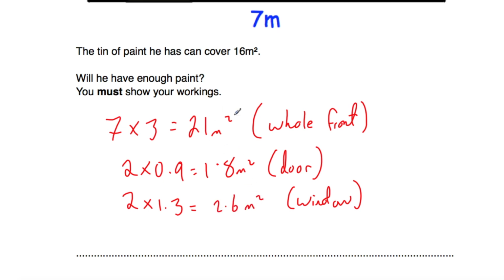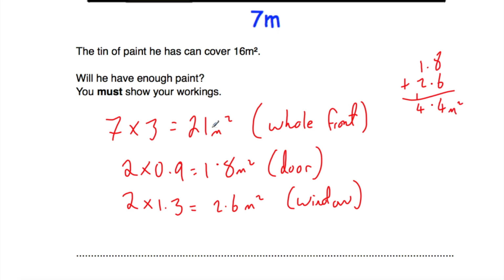So we've now got the area of the whole front of the building. We've got the area of the door and the area of the window. Well, let's take these away from the area of the front of the house. So let's add these together to begin with. Now, this is a non-calculator question, so we're going to do 1.8 plus 2.6. So 8 plus 6 is equal to 14. So put our 4 down, carry our 1. 1 plus 2 is equal to 3, plus another 1 is 4. So that means the area of the door and the window combined would be 4.4 meters squared.